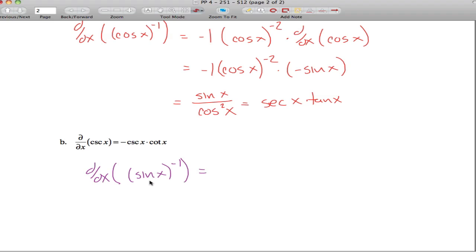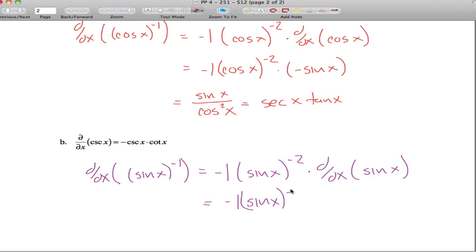Taking this derivative, we use the chain rule. My outside function is x to the negative 1 power. Use the power rule on that to bring the negative 1 down in front. Leave sine of x alone. Subtract 1 from the negative 1 to get negative 2 here. Then you're not done. You still have to multiply by the derivative of the inside function, sine of x. All right, negative 1 sine of x to the negative 2. The derivative of sine is cosine.